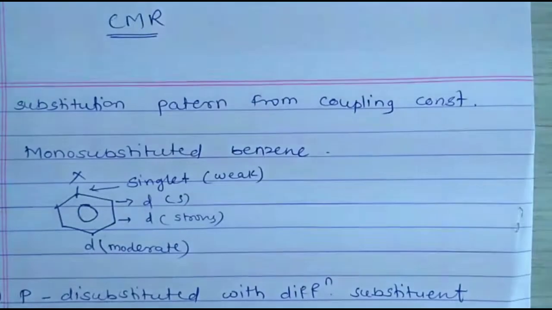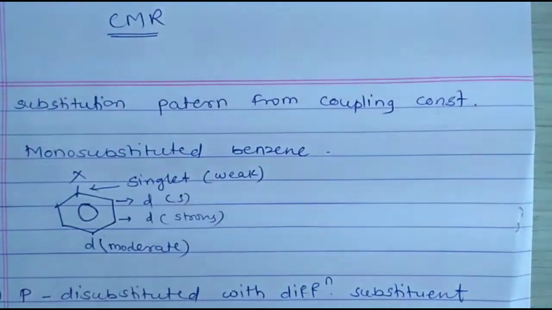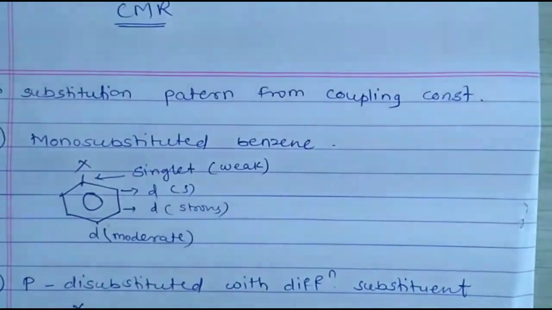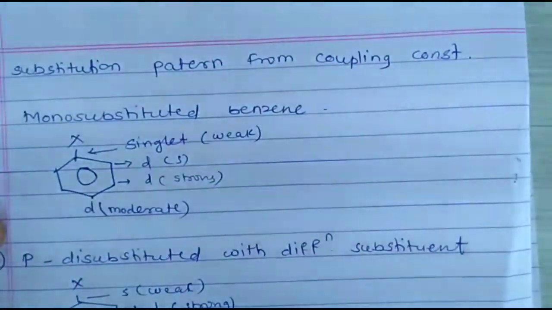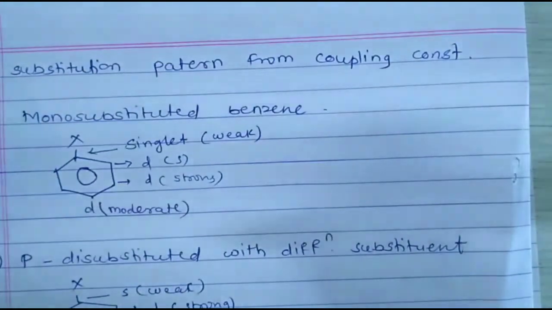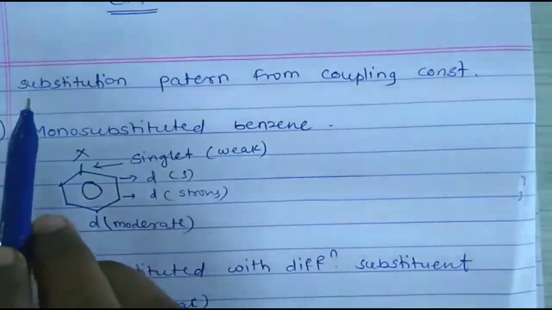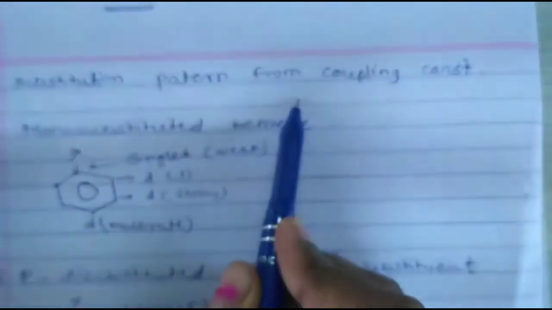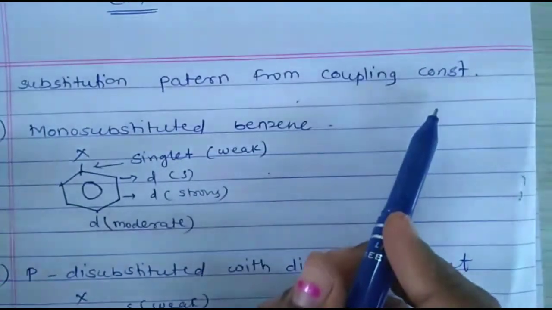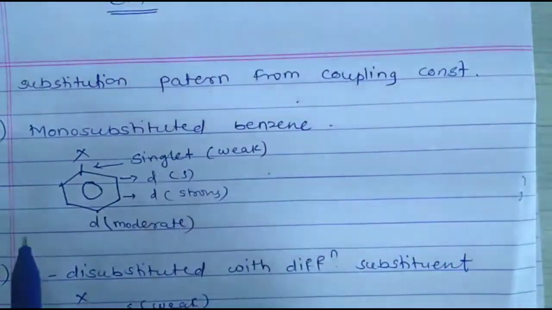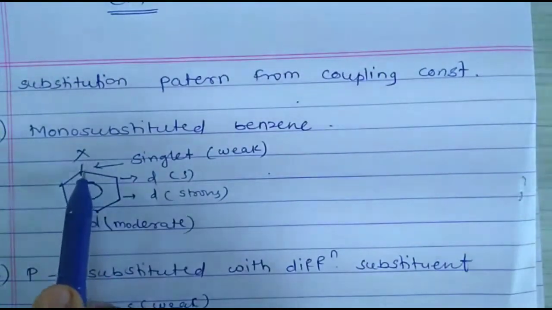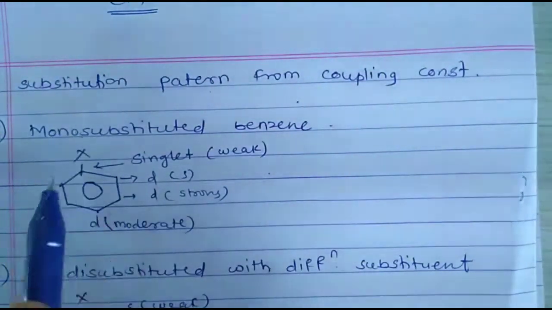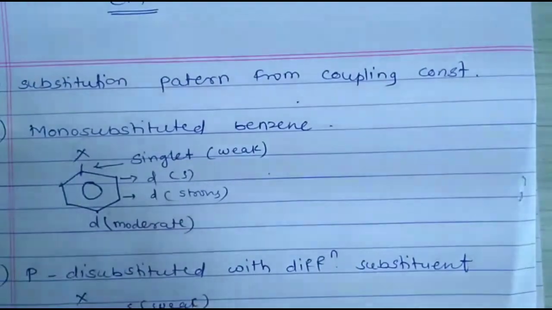Here we are going to learn some problems related to the CMR. Today we are going to learn a new topic related to the CMR, and according to that we solve some problems. First, the substitution pattern from coupling constant. If there is a mono substituted benzene, in this manner, here the benzene with the mono substituent, that is X.